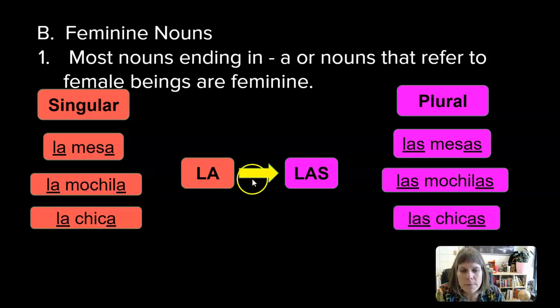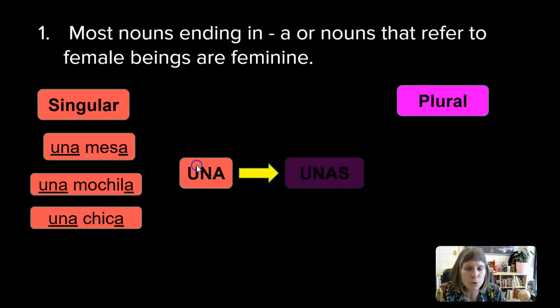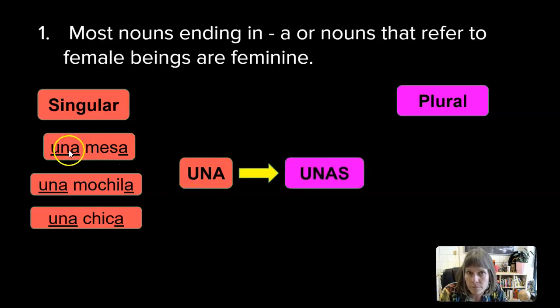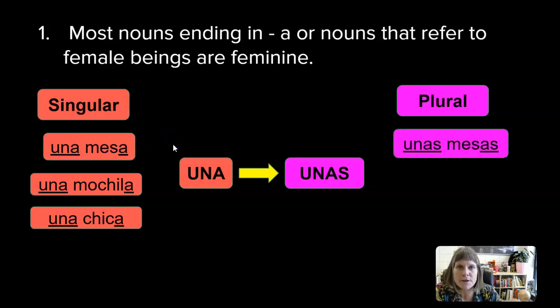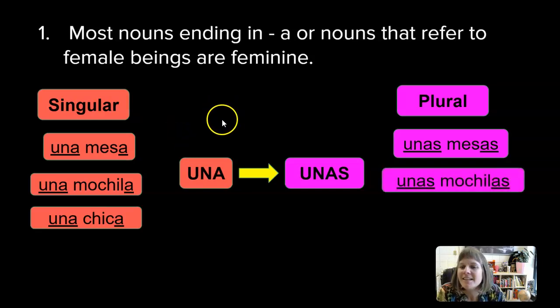Okay, la mochila, backpack, the backpacks. Girl, the girls. Again, doing the same thing, but with an indefinite article. Una mesa, a table. Una mochila, a backpack. Una chica, a girl. Una would become unas if you want to make that plural. So una mesa would become unas mesas. Perfecto. Una mochila, unas mochilas. Muy bien.